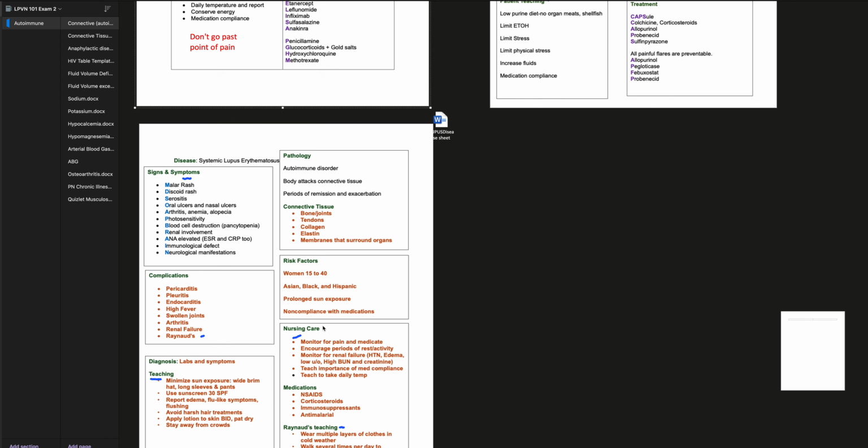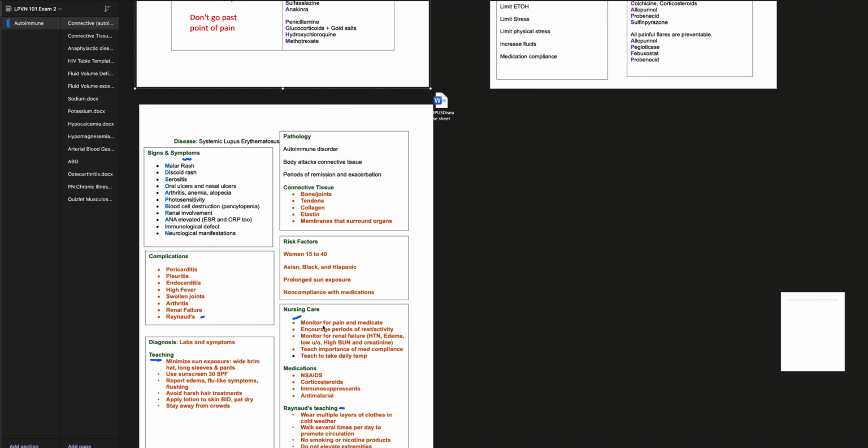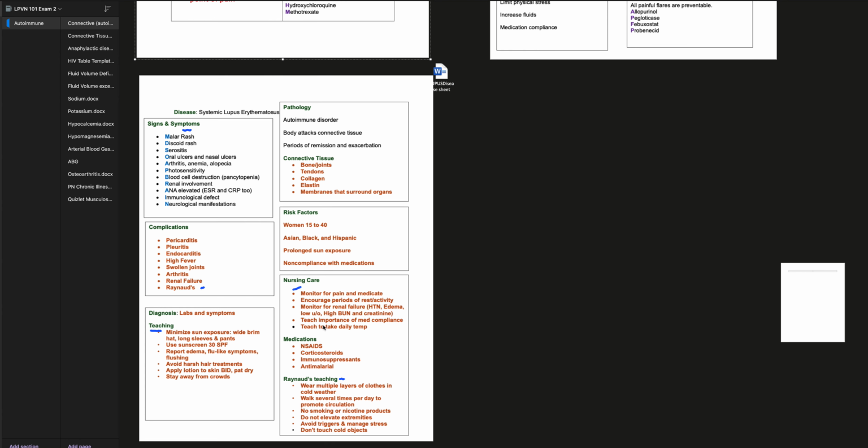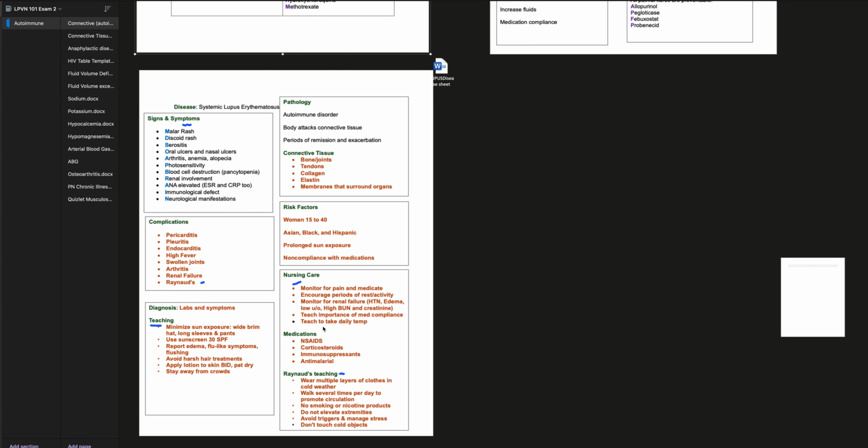Okay, you want to monitor for pain and medicate them if they need it, if they're in the hospital. Monitor for renal failure and teach the importance of med compliance. Raynaud's, we went over that. That is highly tested. I would know all these things about Raynaud's, okay? So wear multiple layers of clothing, walk several times a day, etc. No smoking or nicotine, and don't elevate the extremity. All right? So make sure you remember all that.